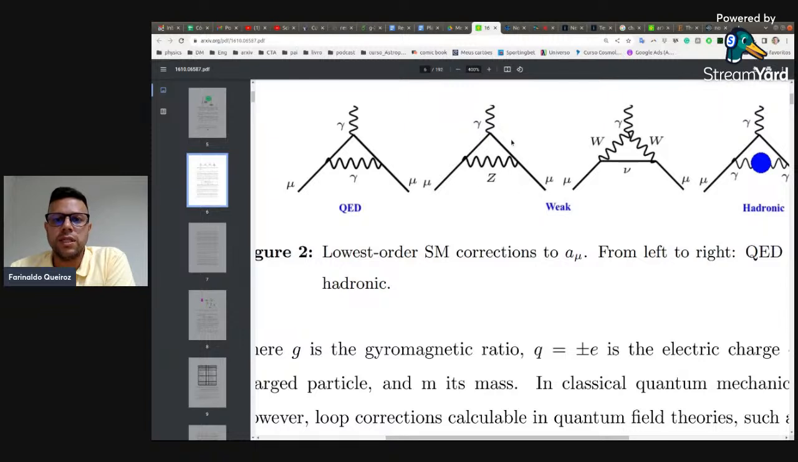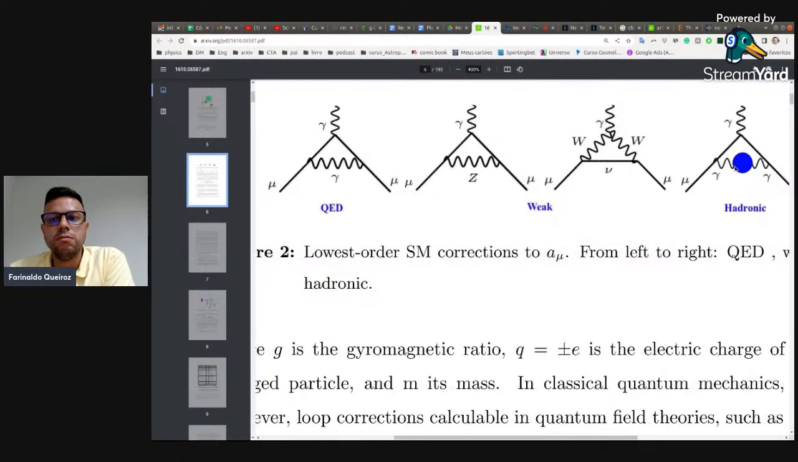Because that's the diagram. If it couples to quarks only, it is non-trivial; it would be higher order corrections. But if I have a charged particle that couples to muons, it will always contribute in this diagram.